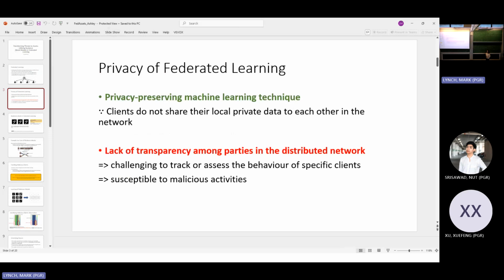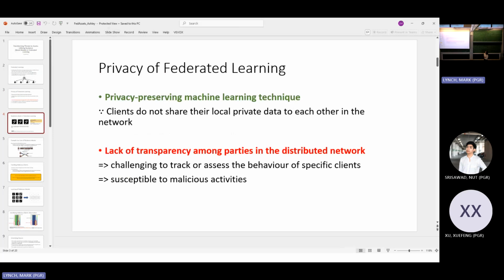This is very useful for different applications like healthcare or financial, where the data are very sensitive and not favorable to be shared. But because of this, there is also a downside of federated learning, because no client can govern any of the behavior of the other clients. This can help secure the data and the privacy of clients. But when it comes to malicious activities, there's no way for each party to govern or monitor the malicious behavior of some clients.